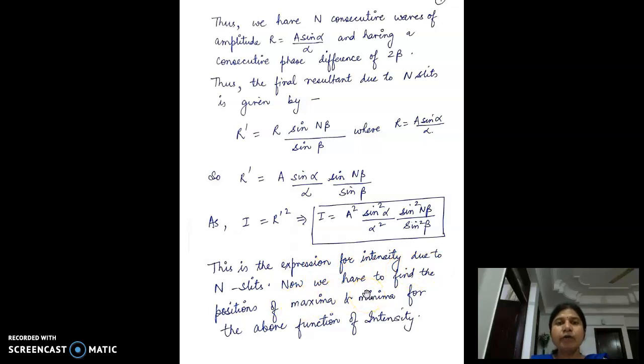Now we have to find out the positions where it is going to be maxima and minima. So let's study this particular function.